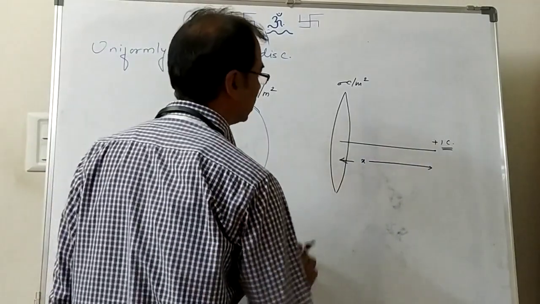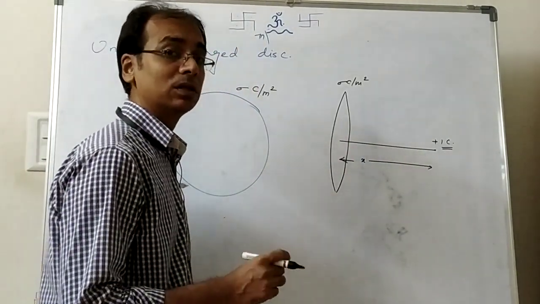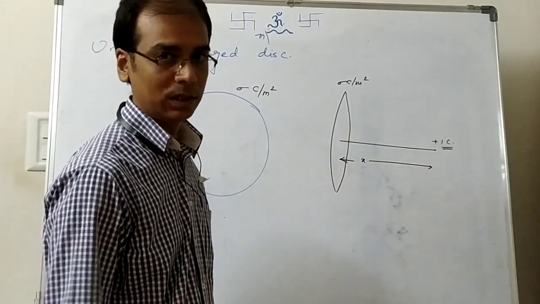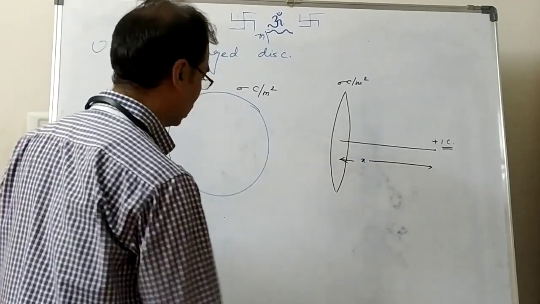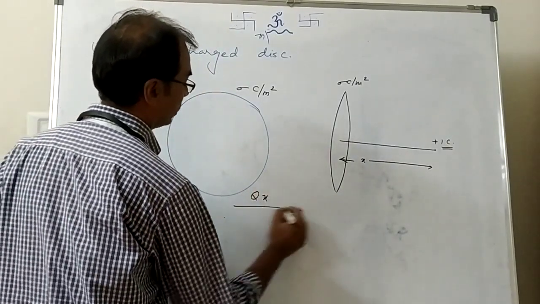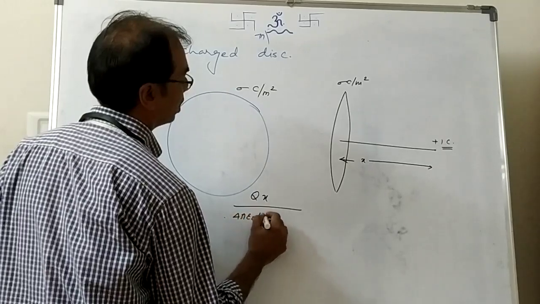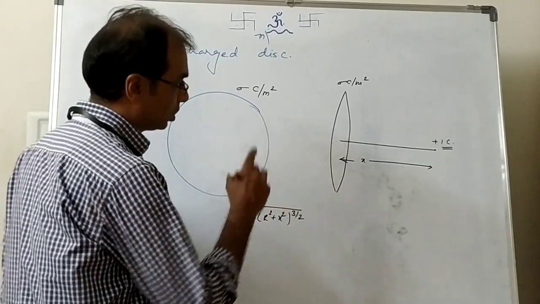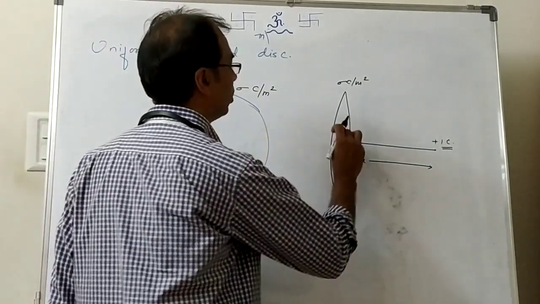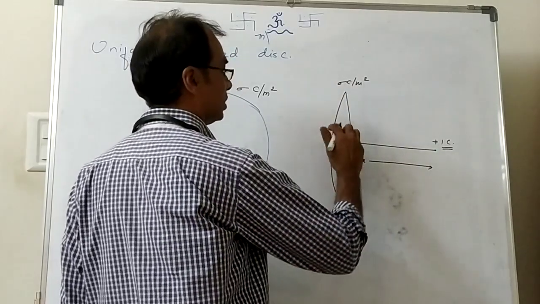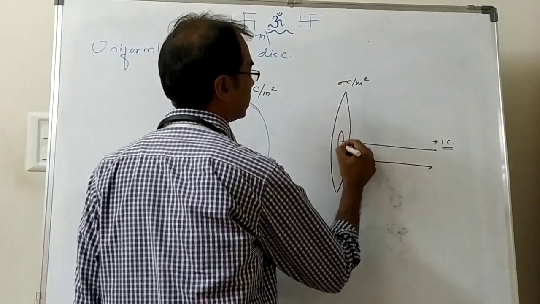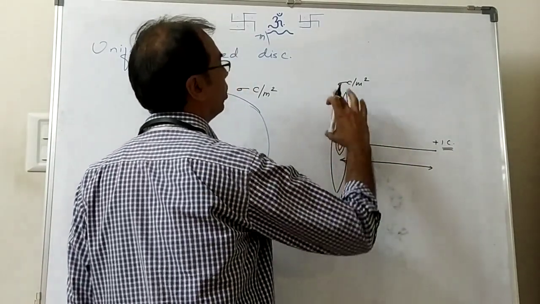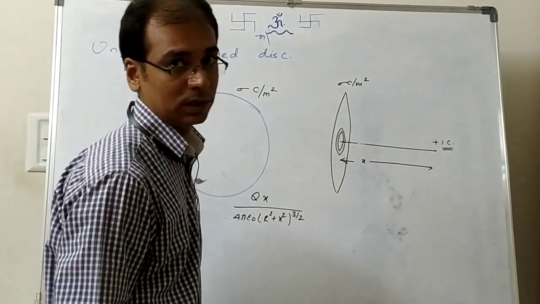So how to break this? We are going to break this into rings. Why rings? Because for a ring we already know the electric field. We have already calculated it. What is the field due to a ring? We have done Qx by 4 pi epsilon naught, r square plus x square to the power 3 by 2. Yes or no? So we are going to break this into small rings. A small ring we can make like this, and ring over ring, if we join them, we get the disk.